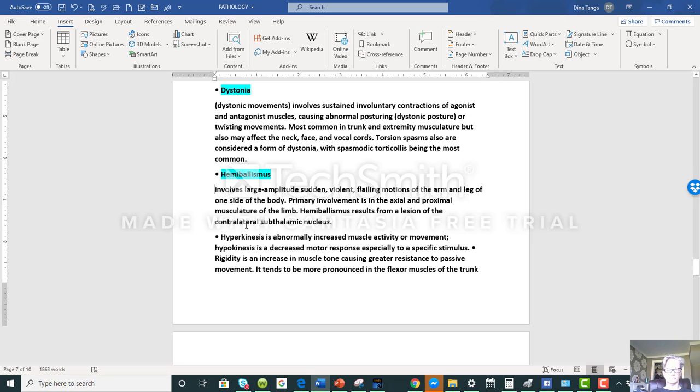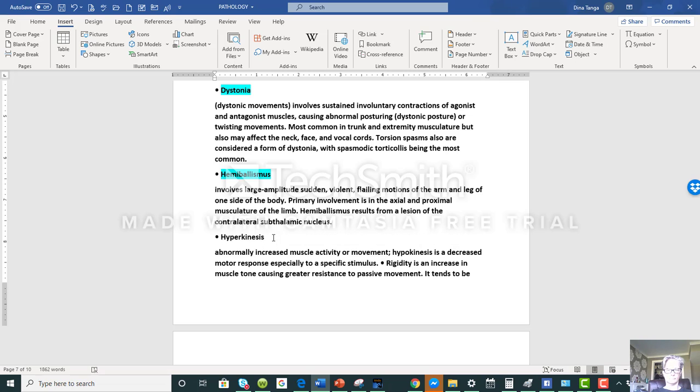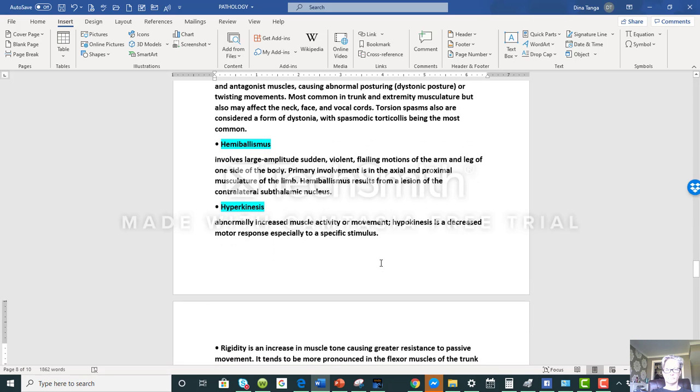Hemiballismus involves large amplitude, sudden, violent, flailing motions of the arm and leg of one side of the body. Primary involvement is in the axial and proximal musculature of the limb. Hemiballismus results from a lesion of the contralateral subthalamic nucleus. Hyperkinesis is abnormally increased muscle activity or movement. Hypokinesis is a decreased motor response, especially to a specific stimulus.